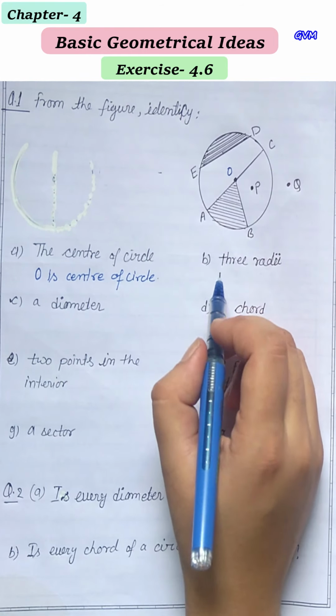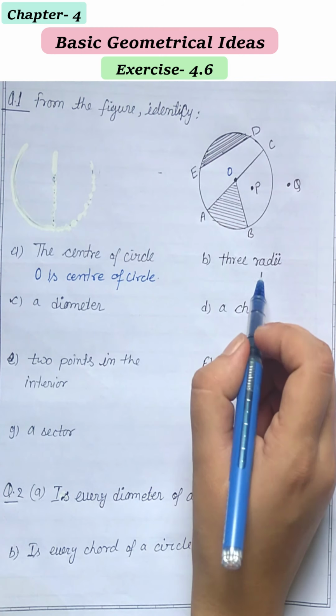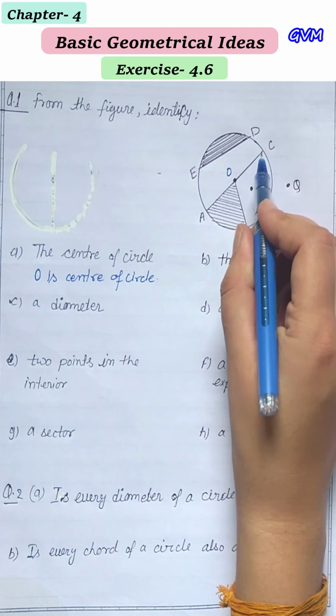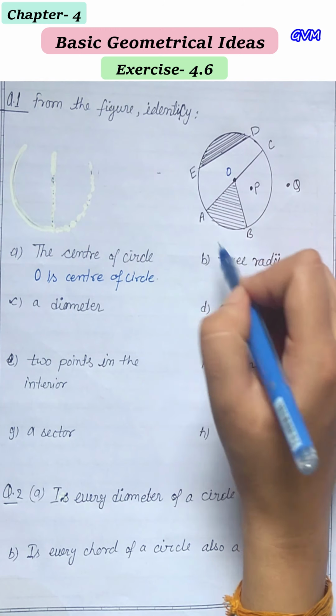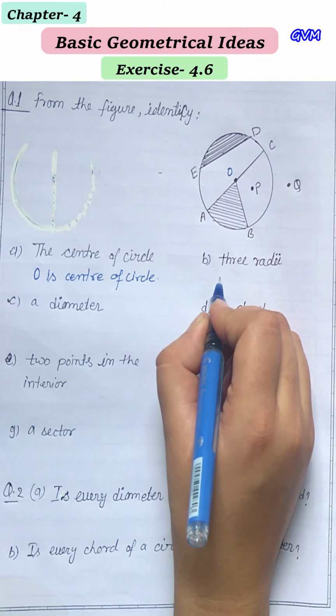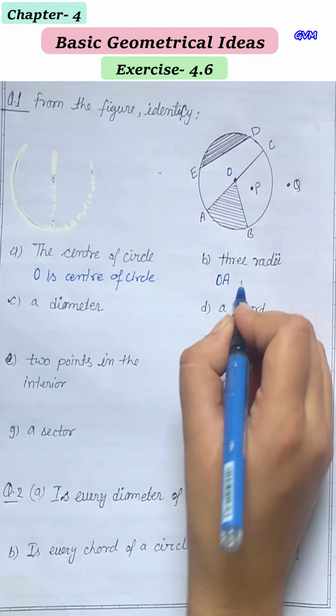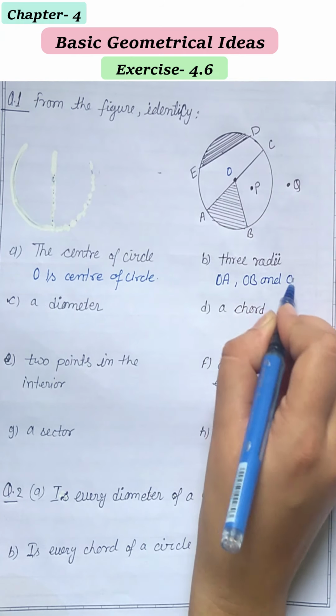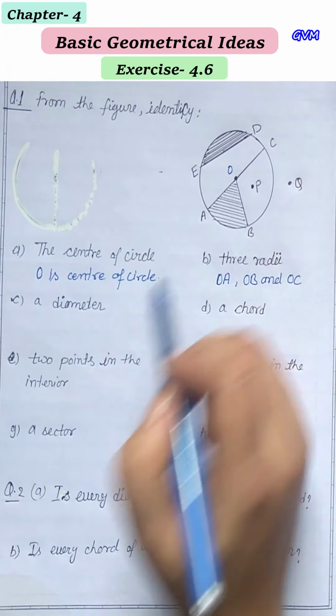B part is 3 radii. Radii means radius. First radius is this OC. Second is OA. And third one is OB. So 3 radii are OA, OB and OC. So these 3 are radius.